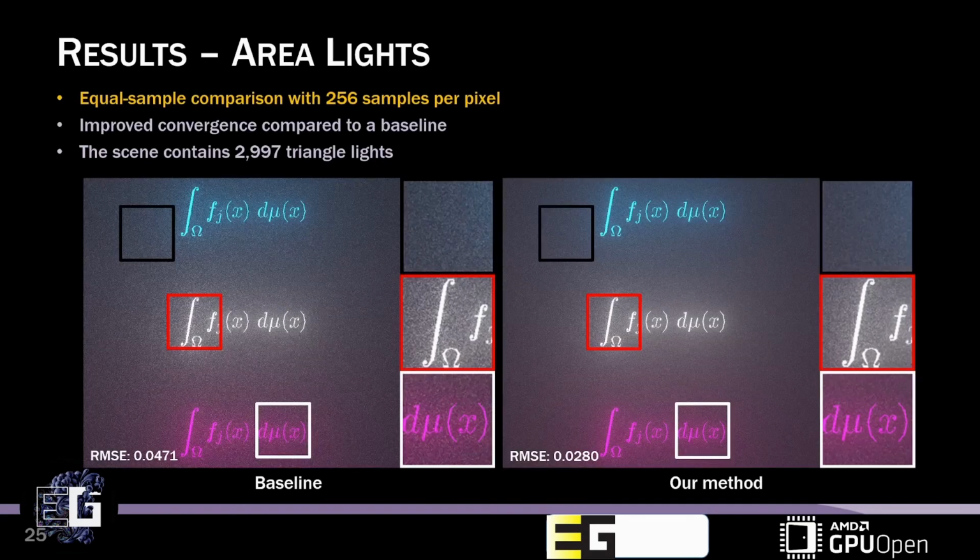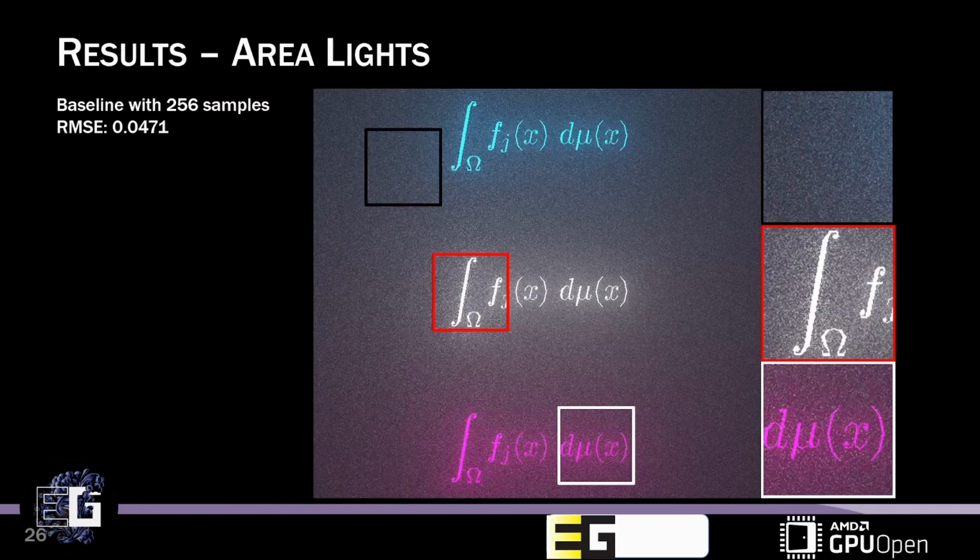Also, this is the result of our method with area lights. We did an equal sample comparison with the scene having 2997 triangle lights. The images were rendered with 256 samples per pixel. The baseline is shown on the left, and our method is shown on the right.